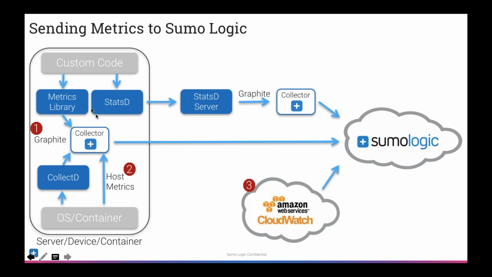Now, if you're using StatsD, as you probably have in your environment already, you would be sending your data over to your StatsD server, which does a little bit of aggregation and a little bit of throttling, if you will. But then from your StatsD server, you can send your data onto a collector in Graphite format, which then sends it on to Sumo Logic. So your landscape would look something like this.